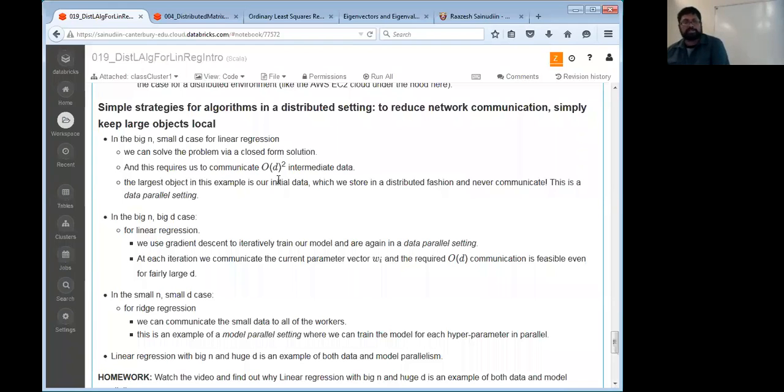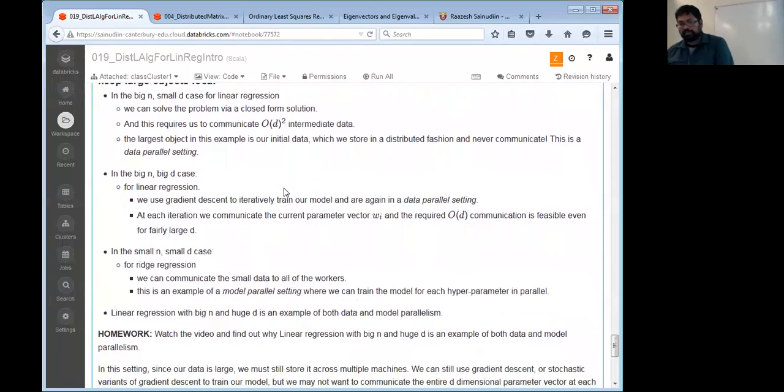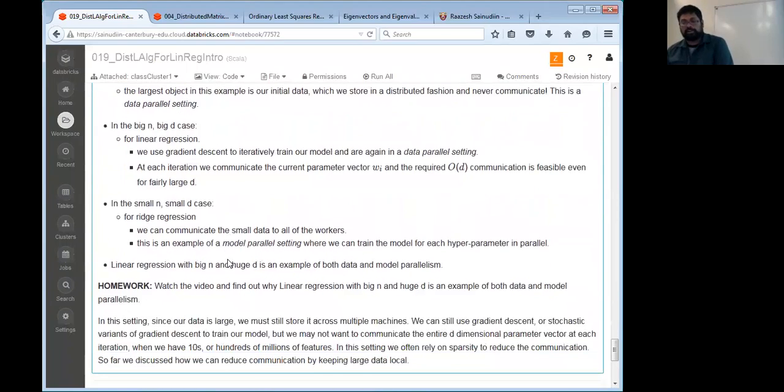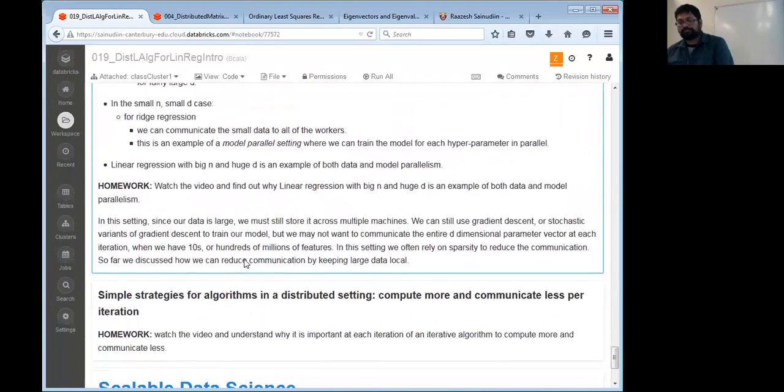All these big O asymptotics come from about 18 minutes of the previous video. Those of you who want to understand it, please go ahead and understand it, but we will quickly move to the application for now. There's a difference again between the big N and big D case, the small N and small D case, and so on.